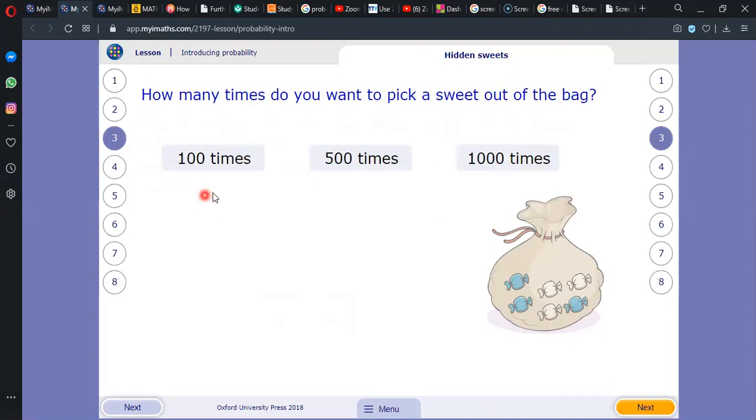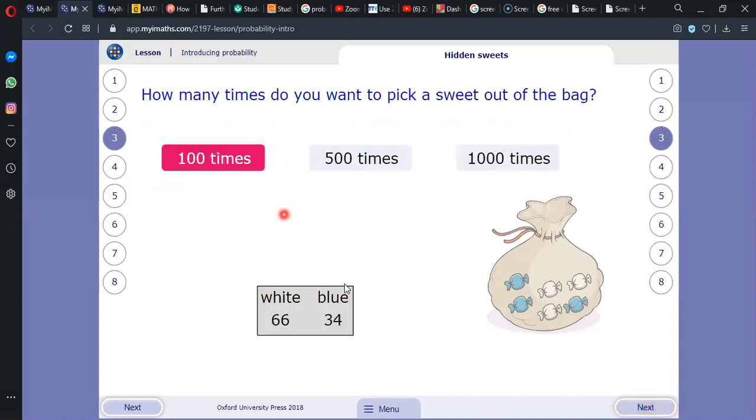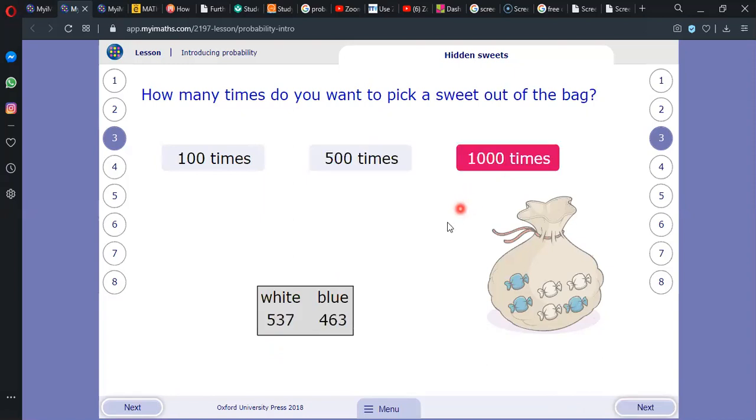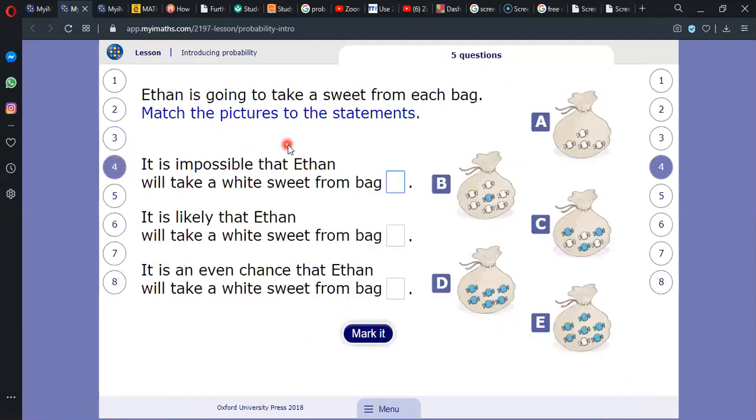Let's see, we can do a few numbers of trials. If you try it 100 times, what happens? You see, 66 white, 34 blue, that's still a bit far. Let's try it 500 times. 220, 280, that's quite close. And you see that they are closing up now. Let's try it 1,000 times. 537, 463. They are closing up. So the more you keep going, these two events will close up their outcomes. All right, so that is that. Remember, we are introducing probability, so let's keep going.